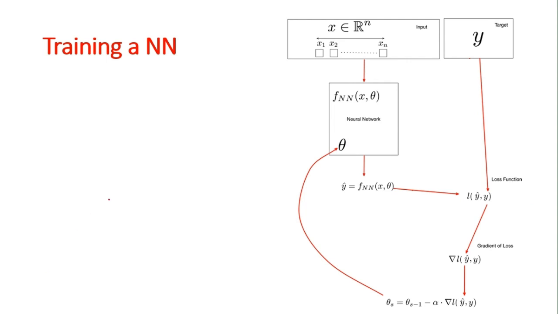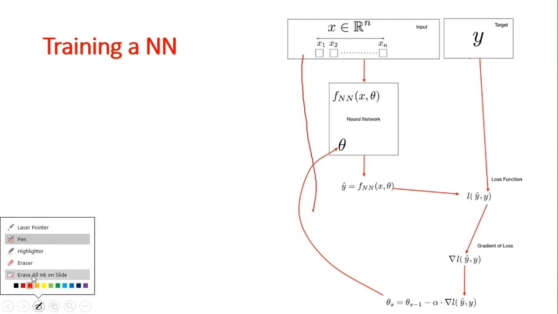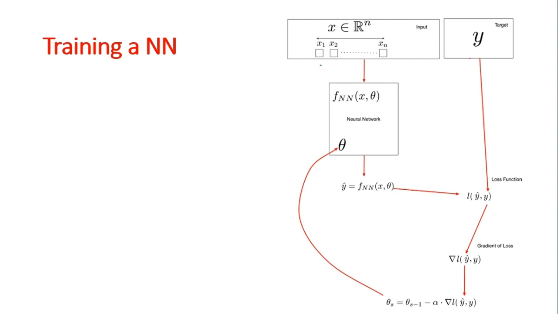Forward propagation means, see here, input is given and it will produce the output. This is known as forward propagation. Okay, so here input is given. Using the neural network, we will find out y cap. This is forward propagation. Once this process is over, we will find out the loss function.